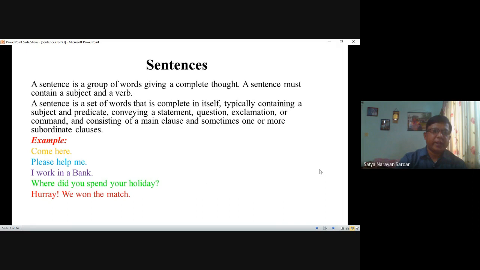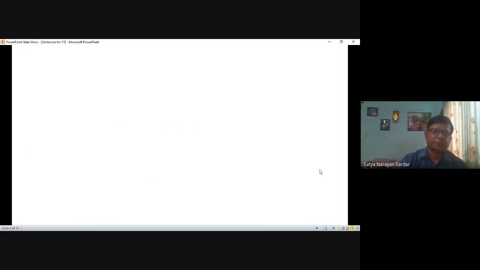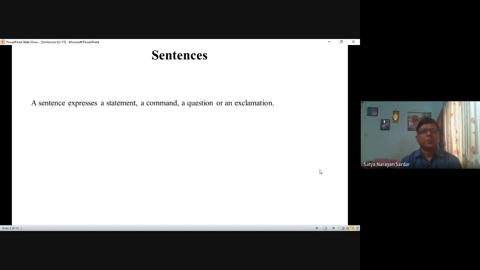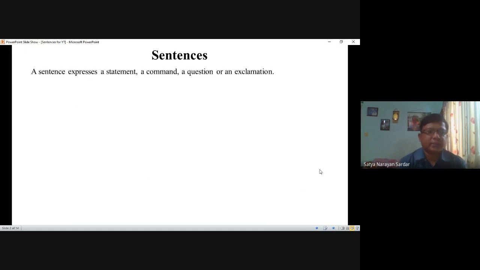I've tried to indicate different types of sentences. What are those? We'll talk later. Again, as we said before, a sentence can have a statement, a command, a question, or an exclamation. Let's see sentence elements. What are the sentence elements?